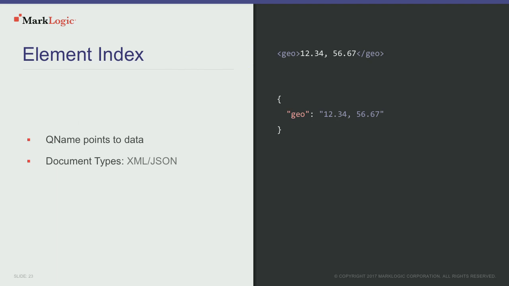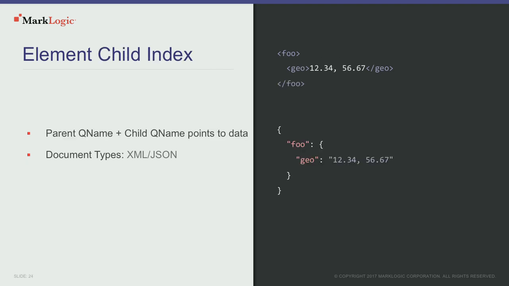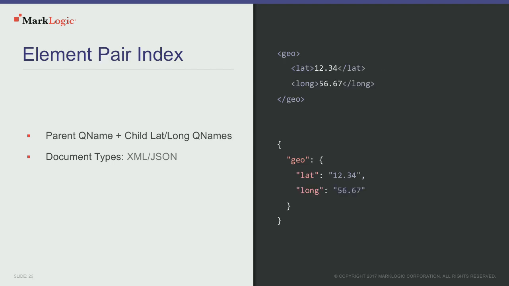I'm going to go through the different kinds of indexes that we have right now, starting with the element index. This is a point-based index in memory. Super simple, it just says, hey, there is point data at a particular element or JSON property in your documents. An element child index is the same kind of thing, except now we're saying something about the structure, about where to find that particular element in the document.